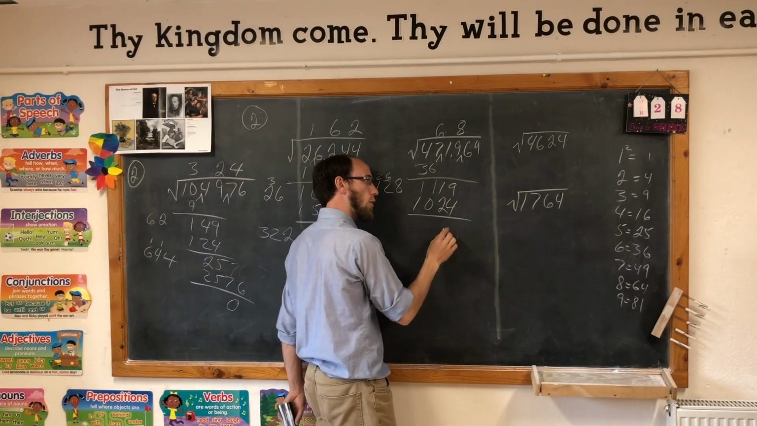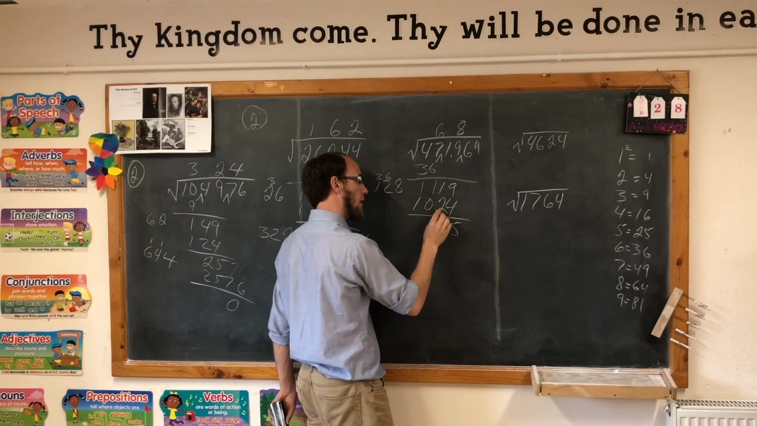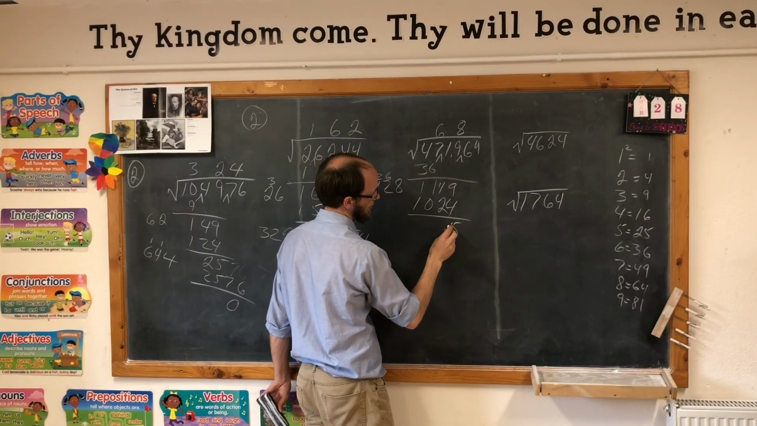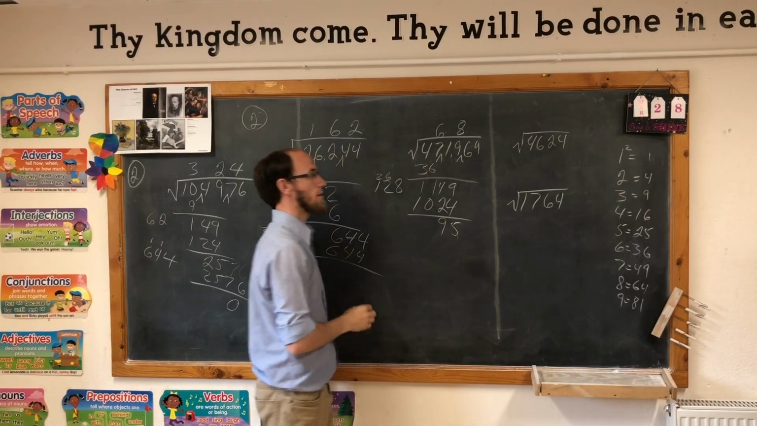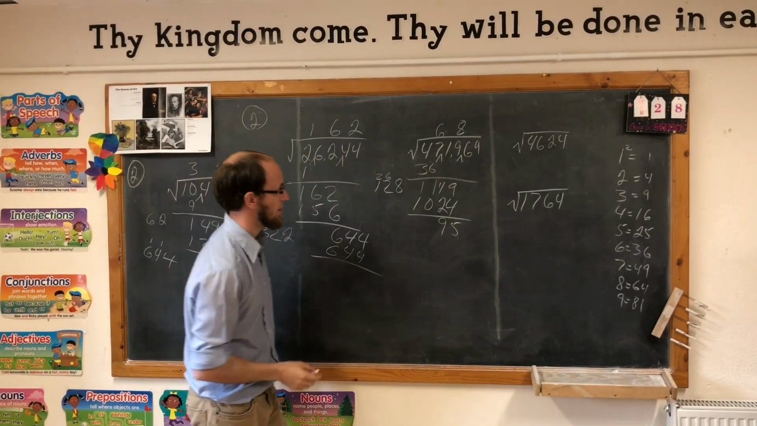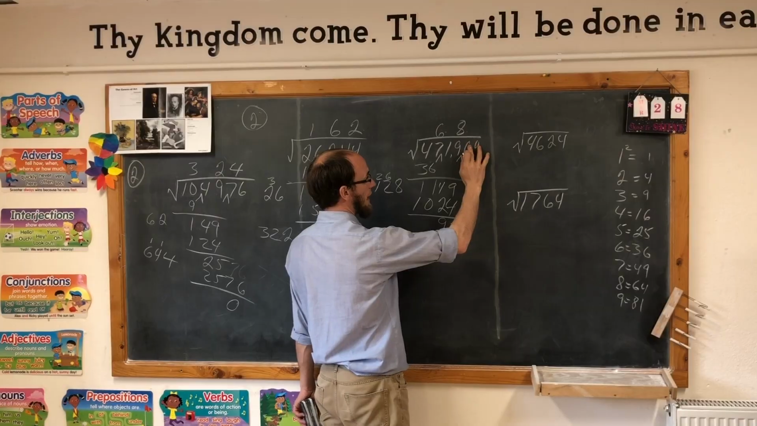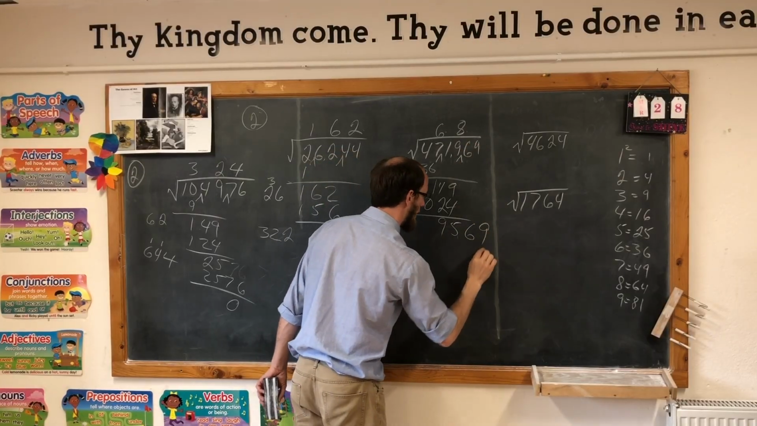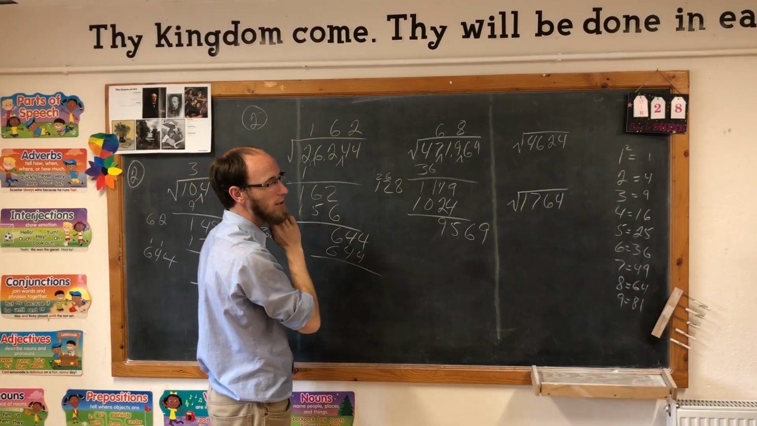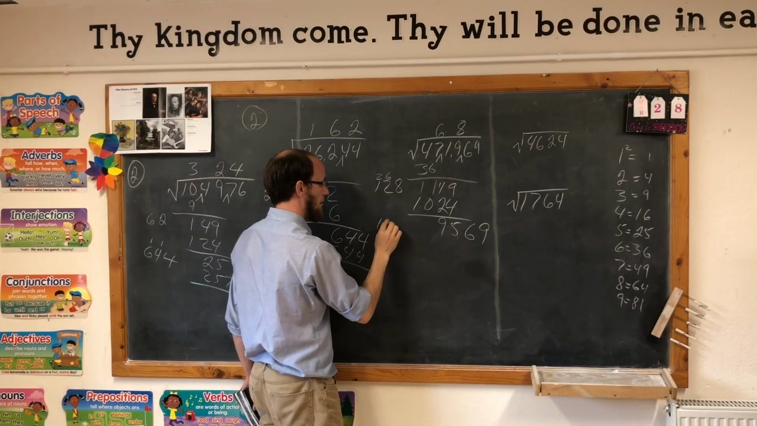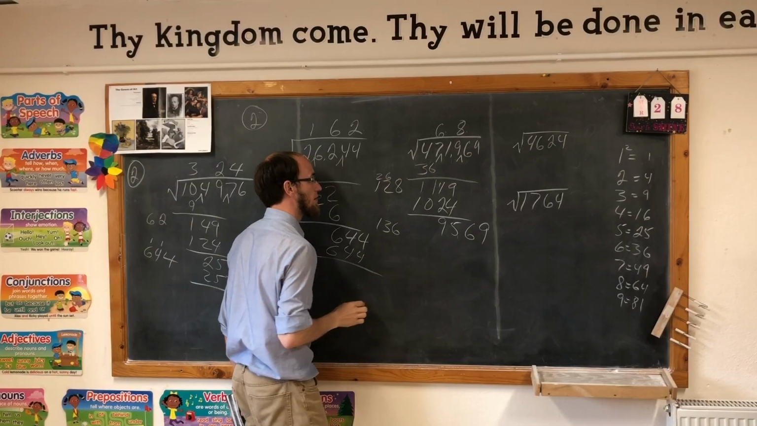9 minus 4 is 5. 11 minus 2 is 9. It's too late in the day and my math is coming slowly. 95, bring down the 69. Now, take our 68 times 2. 68 times 2 is 136.